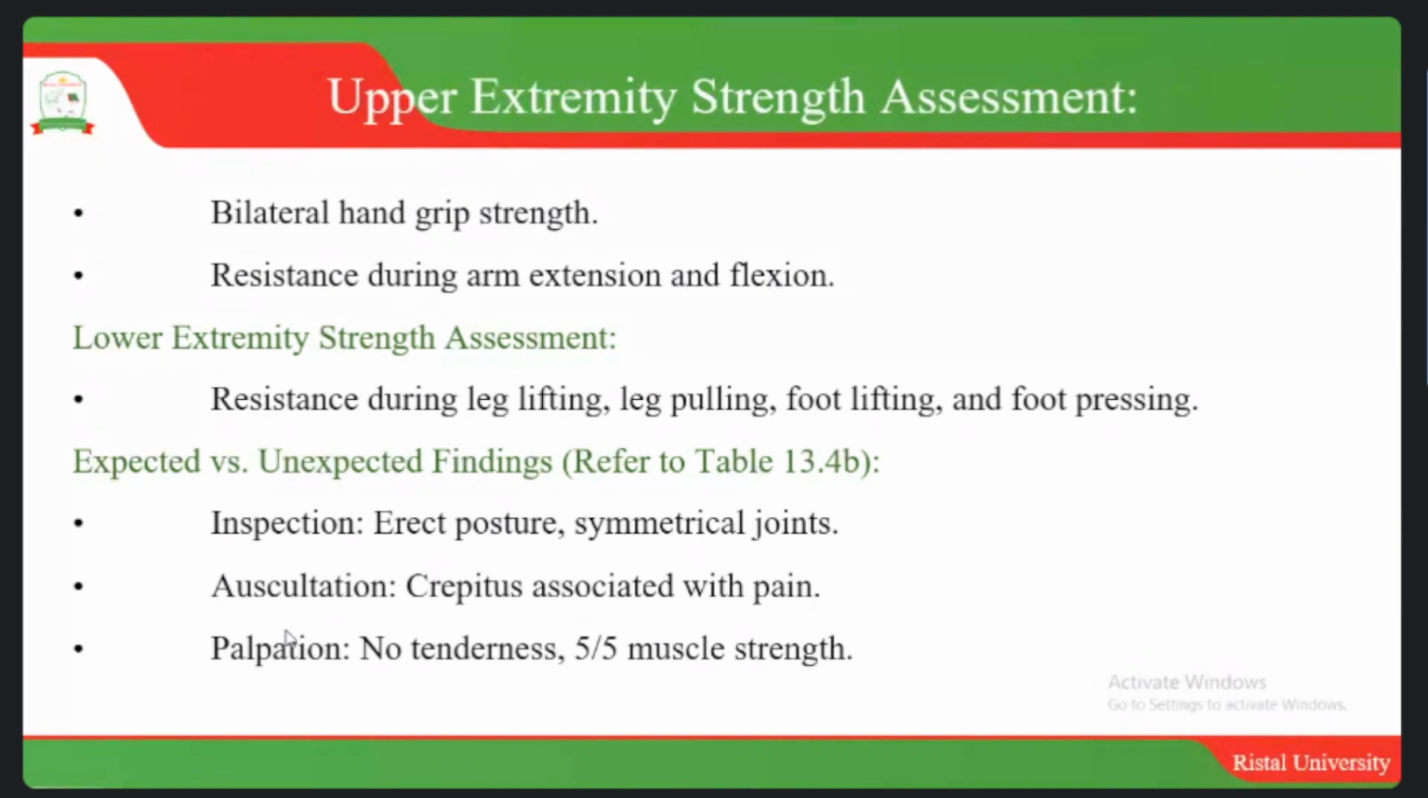And then expected versus unexpected findings. When you look at the book for health assessment, you'll find that there are tables that are referred to. So on inspection, there should be an erect posture and symmetrical joints. The joints should be the same. If it is the ankle joint on the right-hand side, you should also see that it is the same as the one on the left-hand side. In case they are not, what could be the reason?